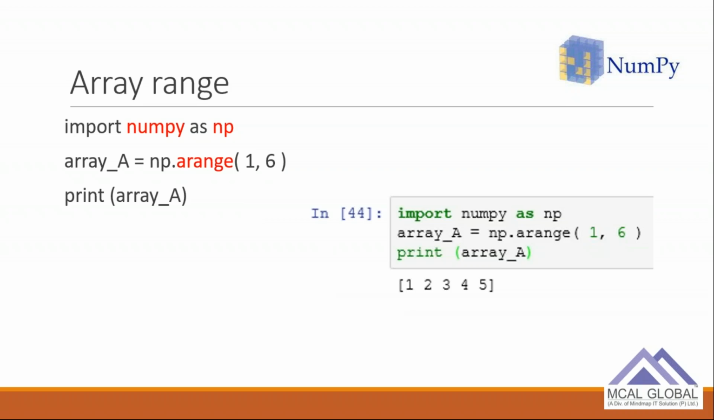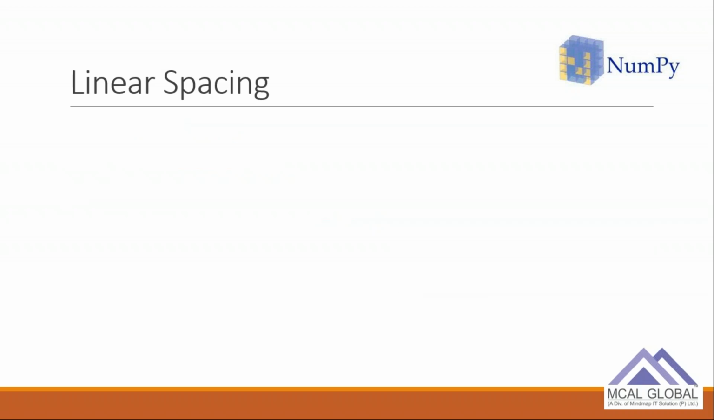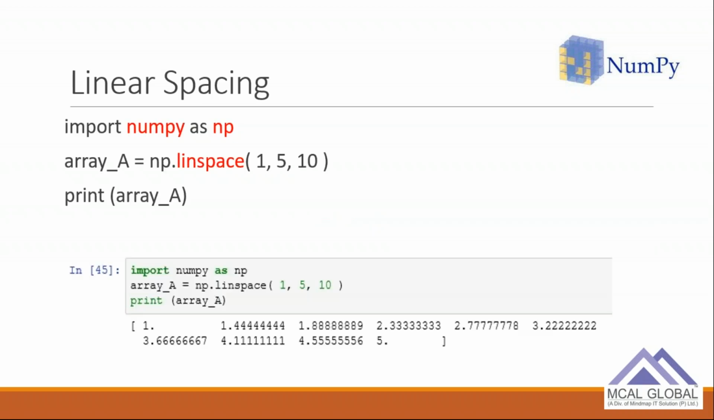np.arange is similar to the range function that we saw in lists yesterday. For example, 1, 2, 3, 4, 5: it starts from 1 and goes till 5. Linear spacing we have already seen and discussed this.